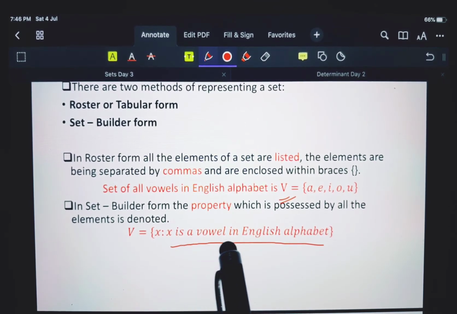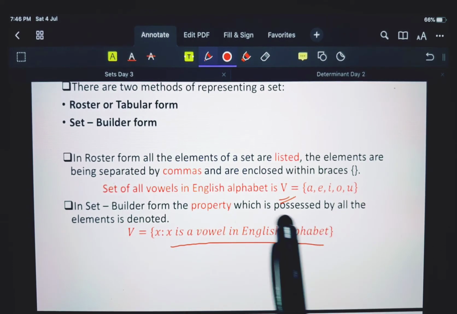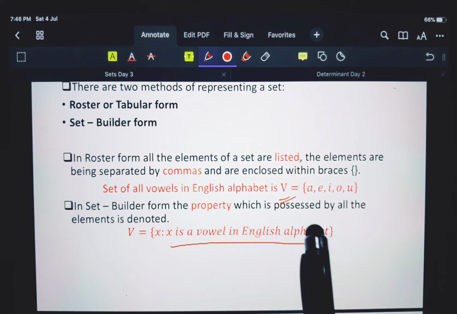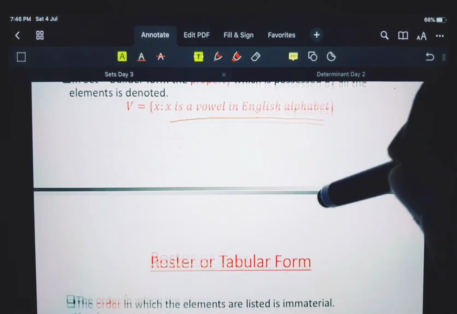Understood? So this is the characteristic which is shared by each of the elements, right? Here the elements are not listed, but the characteristics of the elements are stated. Understood? So this is set builder form and this is roster form. So let's move on to the next slide.